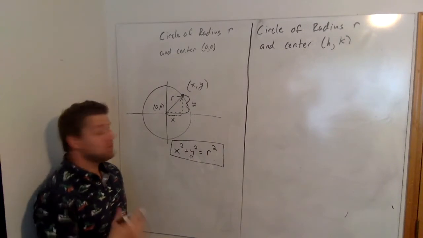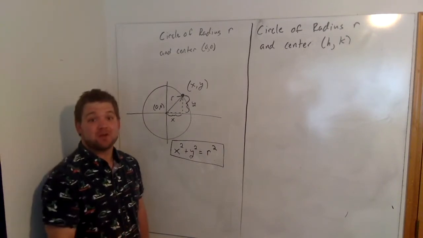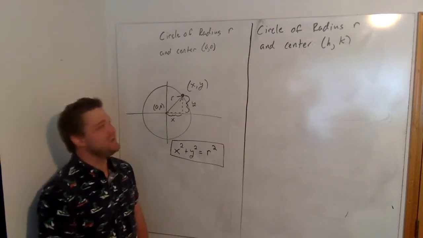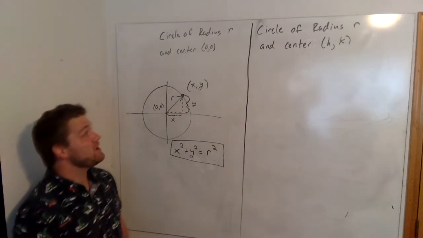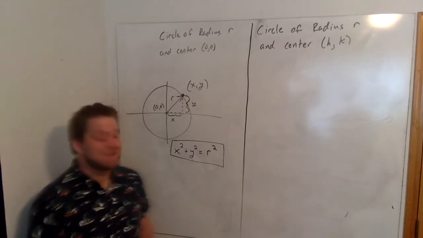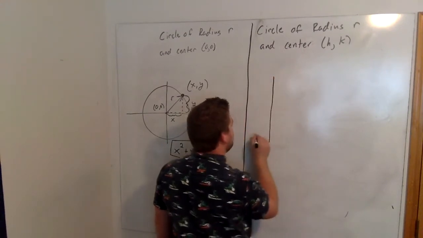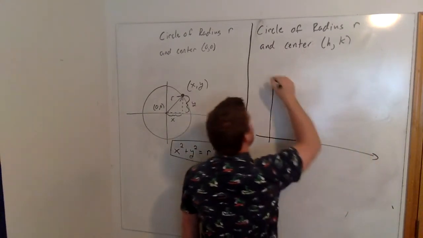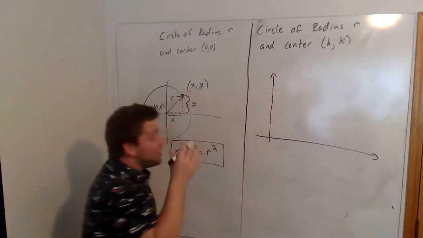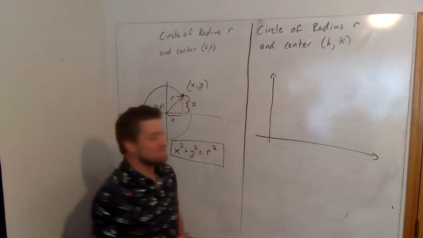But if we want to be a little bit more general, the center of the circle doesn't have to be at the origin. It could be at an arbitrary location, which we'll call h and k. So let's derive the equation of a circle with radius r and center at h and k. So let's draw the picture. For right now, or at least for the picture, let's assume that h and k are positive, but the exact argument will be the same if we put it in any quadrant.